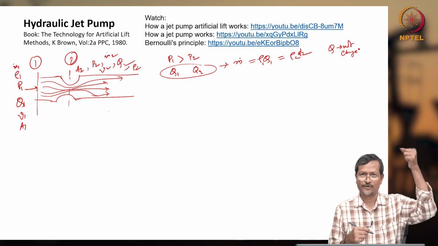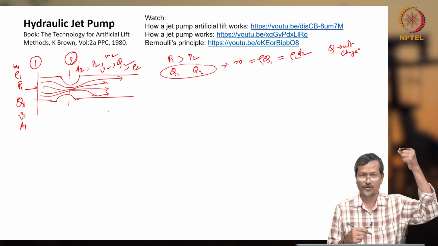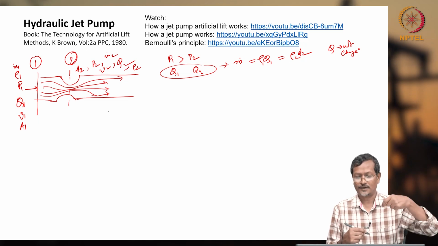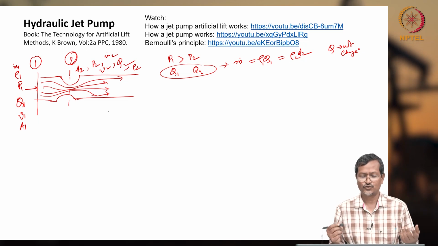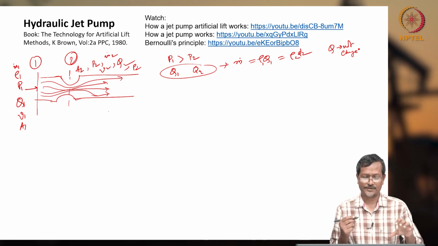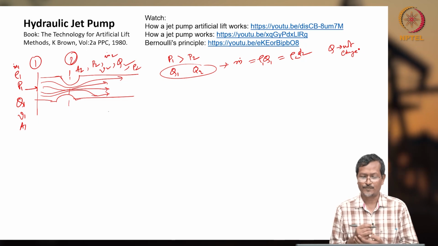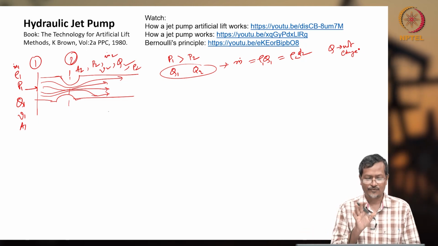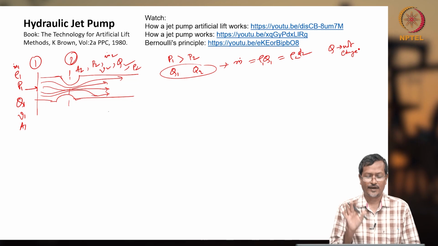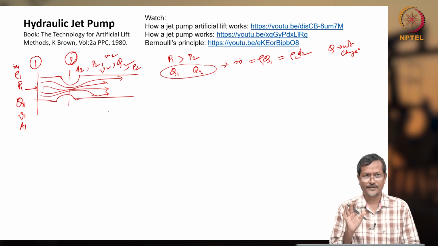Because you are pumping hydraulic fluid, water or oil, into our wellbore, we can assume it is incompressible for this specific application. If it is compressible, then the case may be a little different, but for this case we are assuming purely liquid, and the flow rate is not changing.